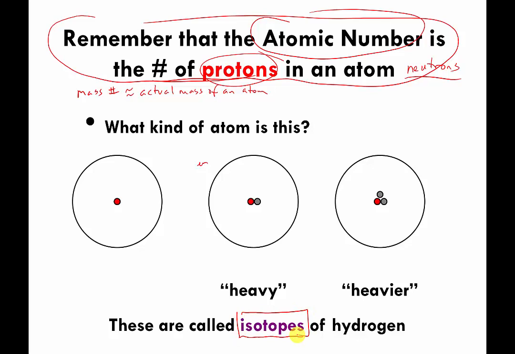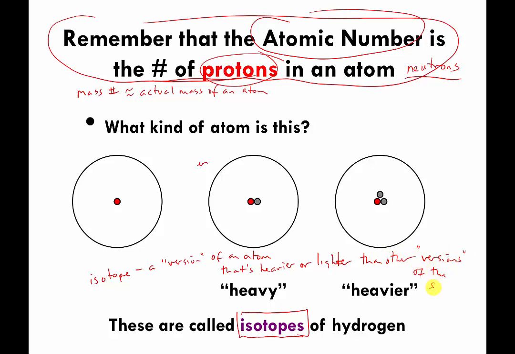So I'm going to give you a definition of what an isotope is. An isotope, this is kind of my definition, is a "version" of an atom that's heavier or lighter than other versions of the same element. And so you can look at all of these. This is an isotope of hydrogen. We can write it H with the number 1.